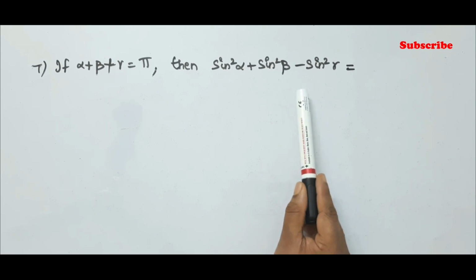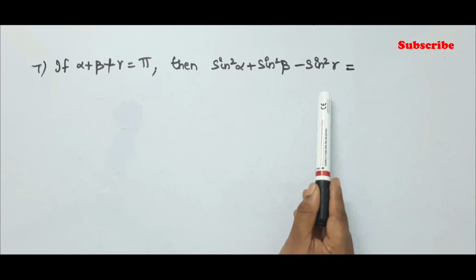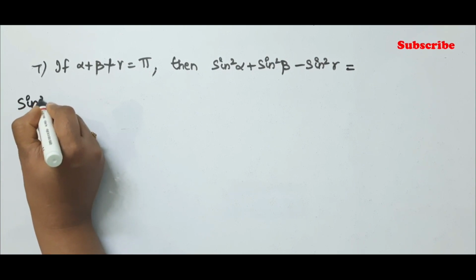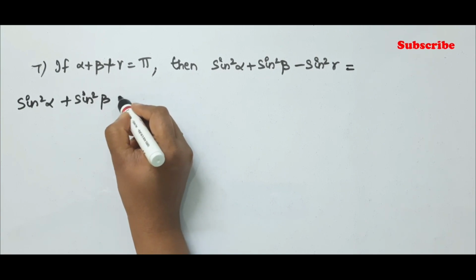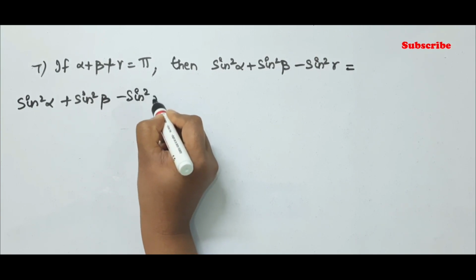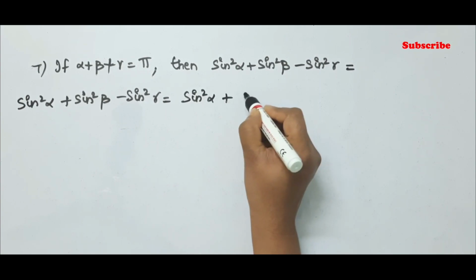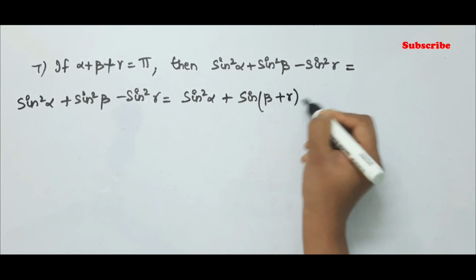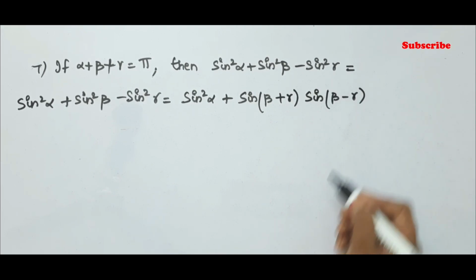So just now we have learned the formula. That same formula we can apply here. That is, this can be expressed as sin of beta plus gamma, sin of beta minus gamma. Let us do it now. So this can be written as sin square alpha plus sin square beta minus sin square gamma equal to sin square alpha plus sin of beta plus gamma sin of beta minus gamma.